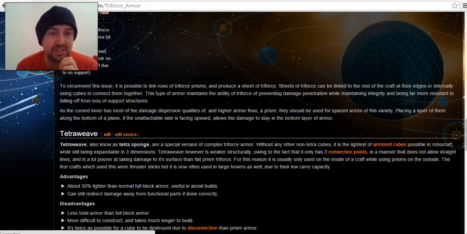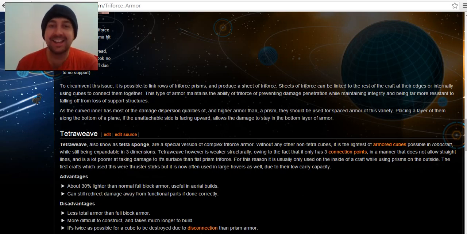As the curved inner has most of the damage dispersion qualities of the higher armor than a prism, they should be used for spaced armor of this variety, placing a layer of them along the bottom of a plane. If the undetachable side is facing upward, allows the damage to stay in the bottom layer of armor. I have no idea what that means.